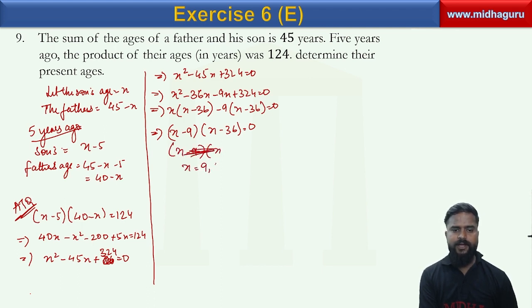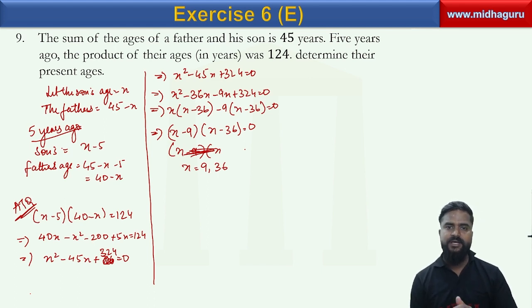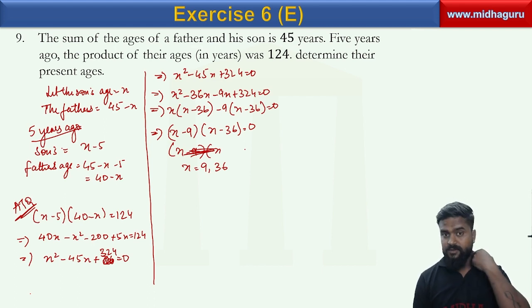So x will either be equal to 9 or 36. Don't be confused, as here both the values are real and positive. They are rational, they are natural numbers and they both are positive. So both of them can be the right answer, right? We could have taken the father's age to be x, we could have taken the son's age to be x. That is why we get such values.